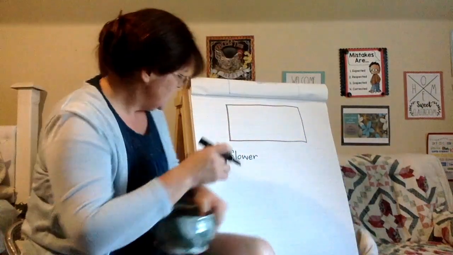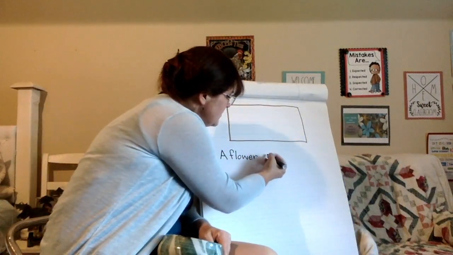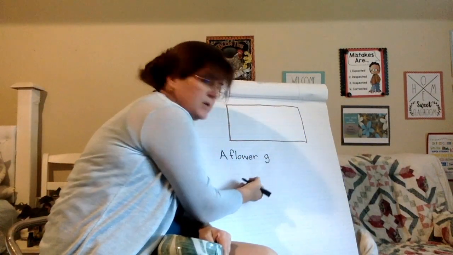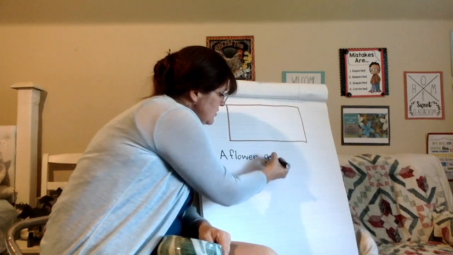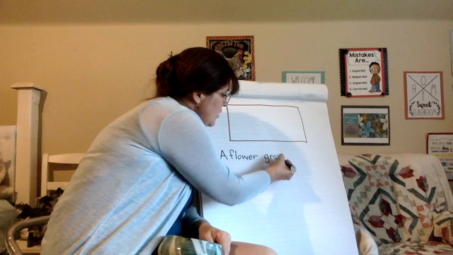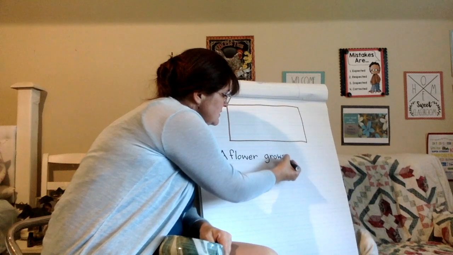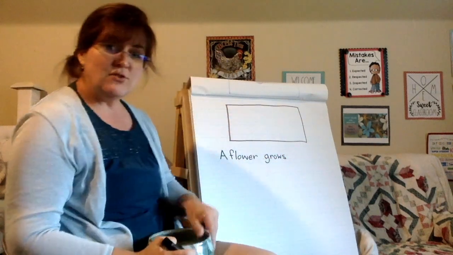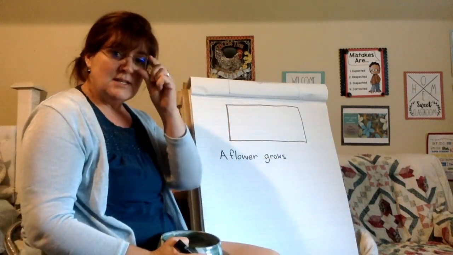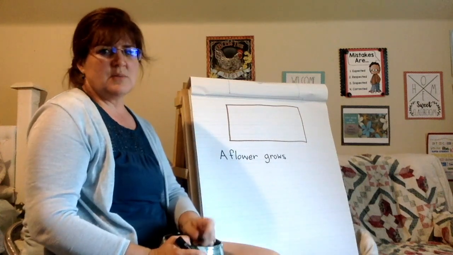A flower grows. Remember, we're going to sound it out. This one drops below. He has a tail. G, R, O, W, Z. A flower grows. Now that's a great sentence, but we want to spice it up a little bit.